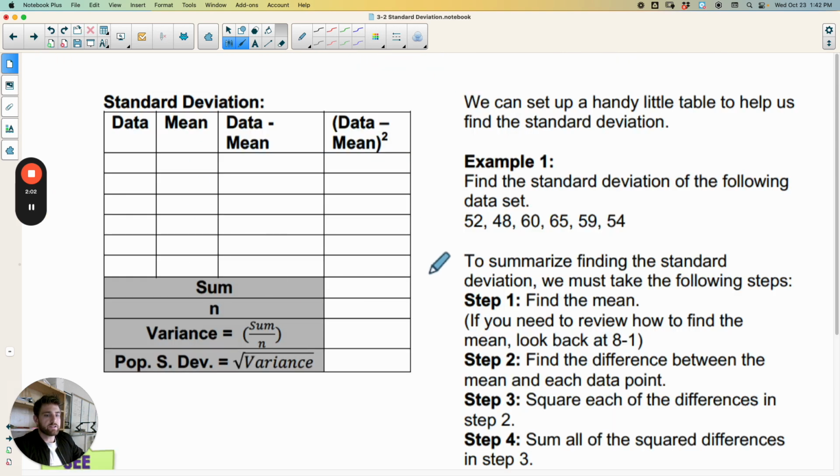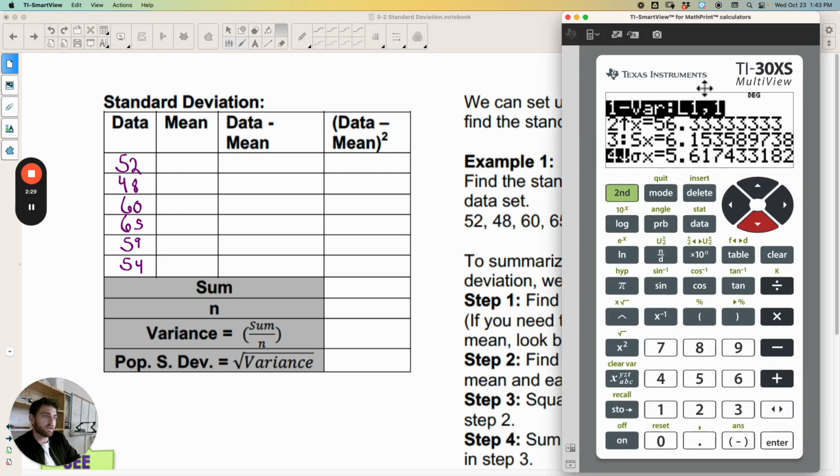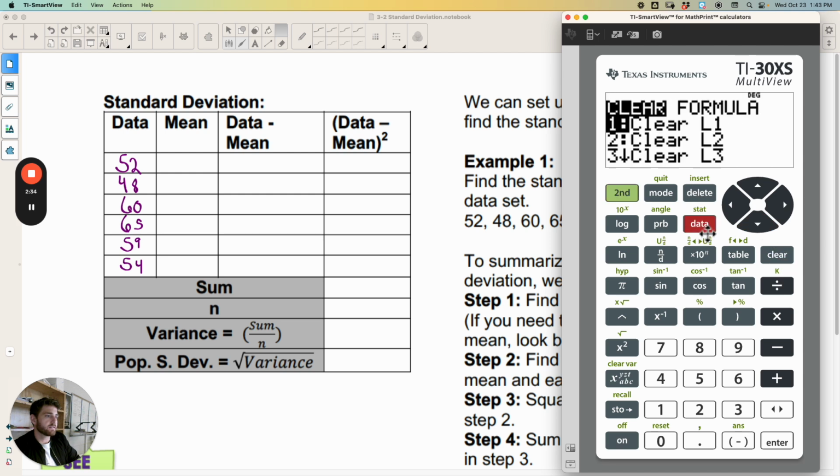All right, we're going to dive into an example here on how to actually find the standard deviation by hand. So the first thing we want to do is list our numbers in this table here. So my data values I'm going to list over here to the left. So that'll be 52, 48, 60, 65, 59, and 54. Then I'm going to grab my calculator and I'll go to data.